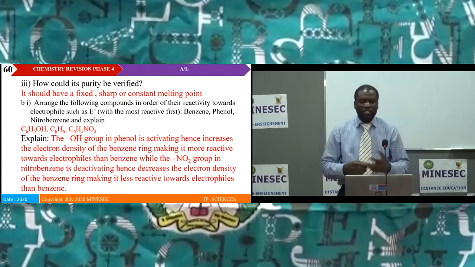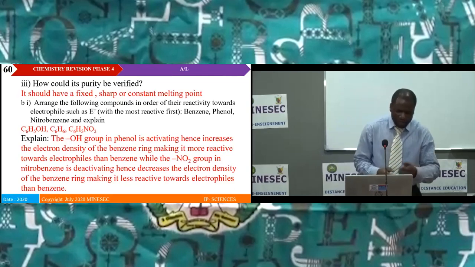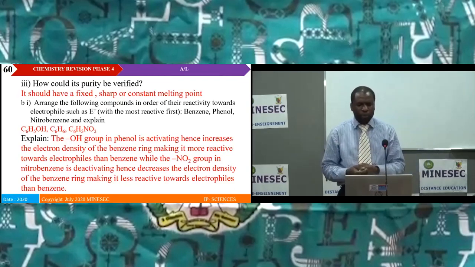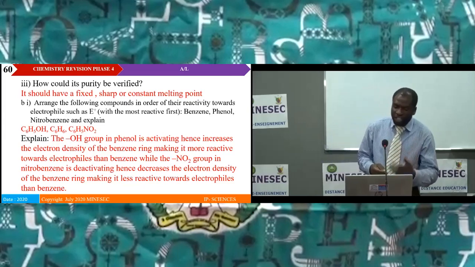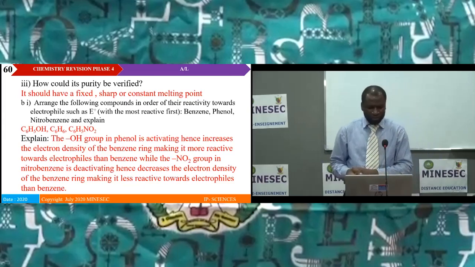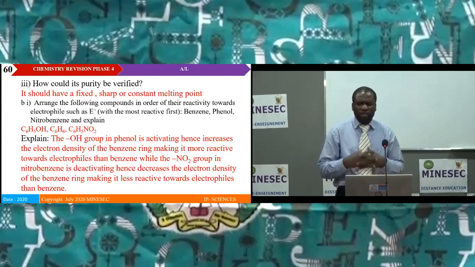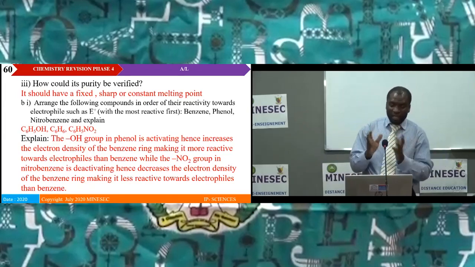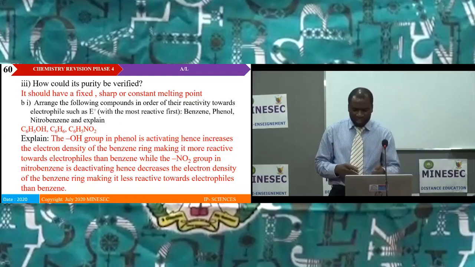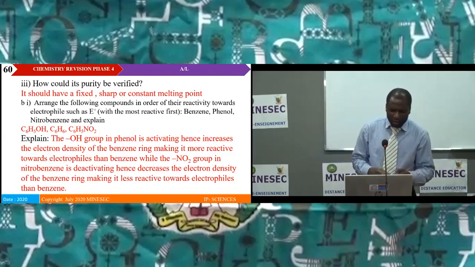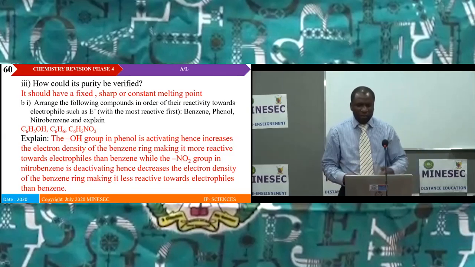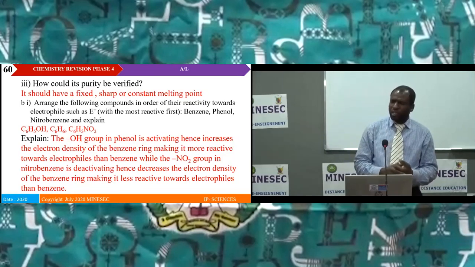How could its purity be verified? We saw when we did revision that it's a solid. So for a solid to be pure, it must have a fixed, sharp or constant melting point. Arrange the following compounds in order of their reactivity towards electrophiles. So we'll look at electrophilic reaction of benzene, phenol, and nitrobenzene, beginning with the most reactive. So the order, we have phenol, benzene, and nitrobenzene.